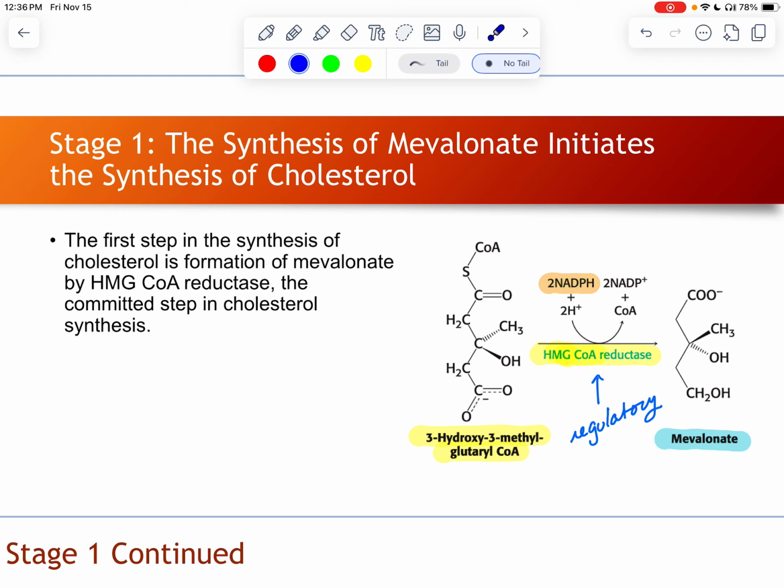And again, we care about this regulatory enzyme in particular because high cholesterol is essentially a disease state. If we understand the regulatory enzyme, we might be able to better find drugs that will help work against that disease state. All right, continuing on, still in stage 1.